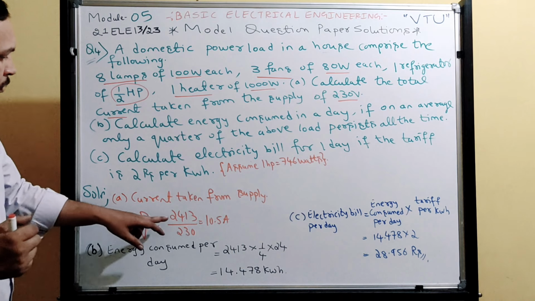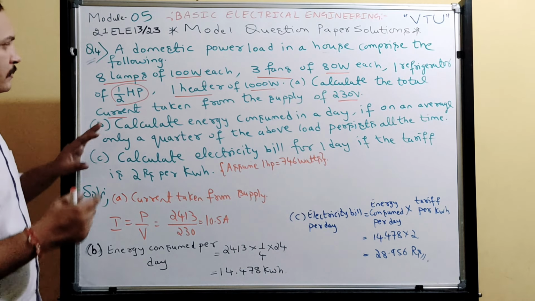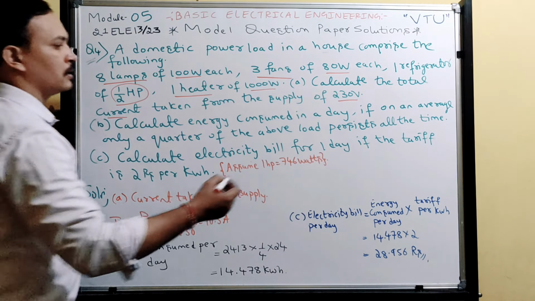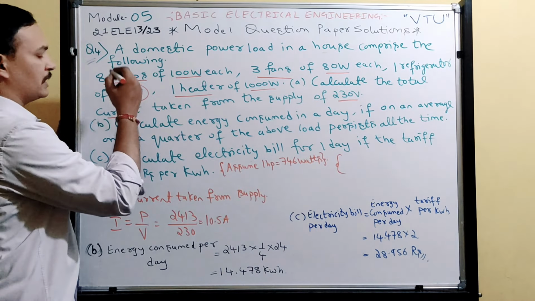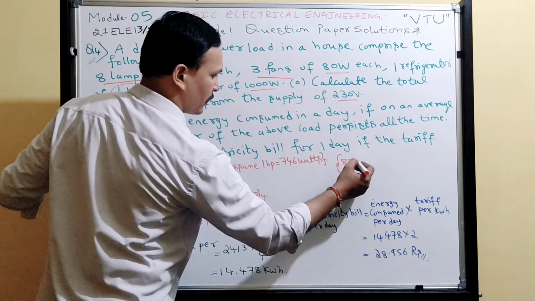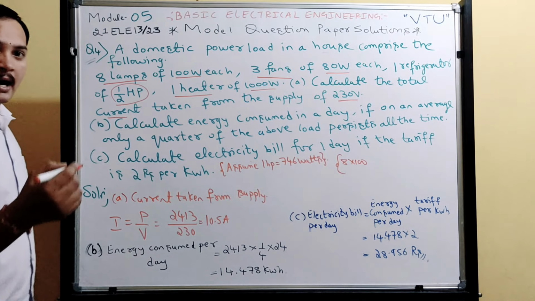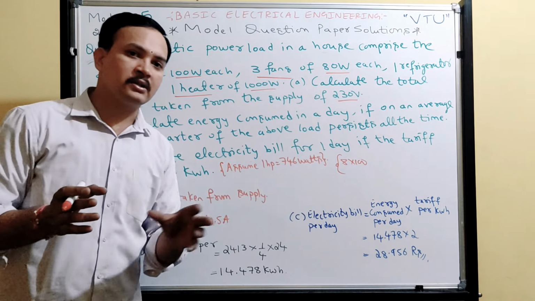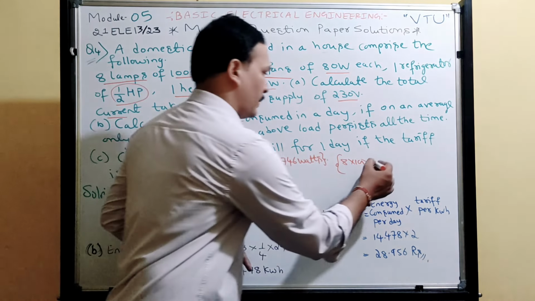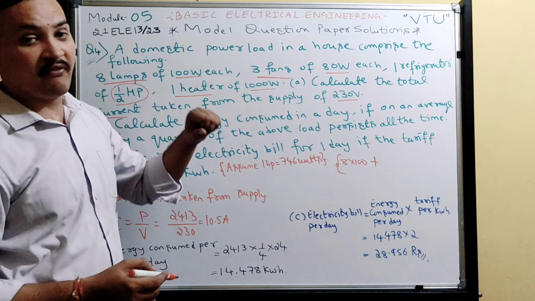That is your doubt. You add all the power consumption. I am going to solve it here. The total load: there are 8 lamps, multiplied by each lamp's rating of 100 watt. If I switch on all the lamps, the power consumption is 800 watts. Plus, they have 3 fans.